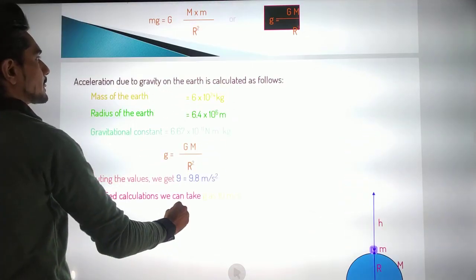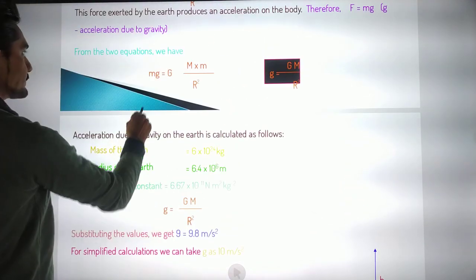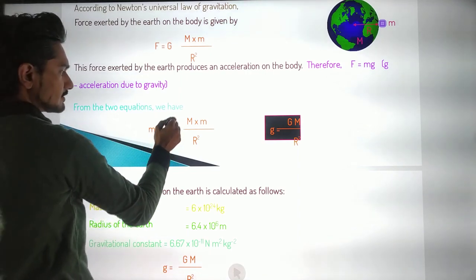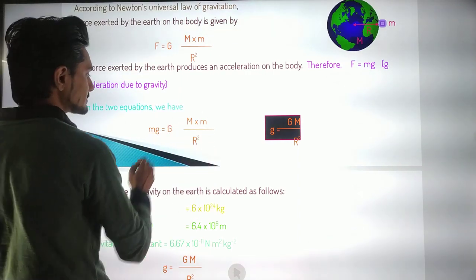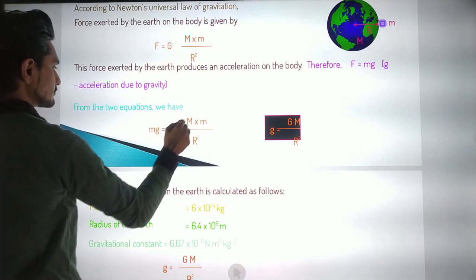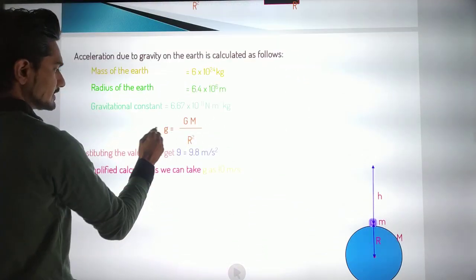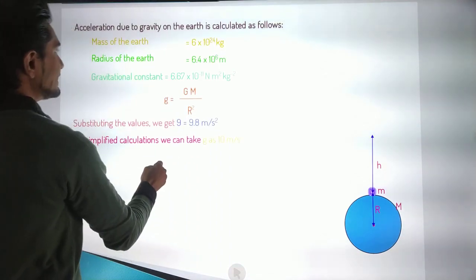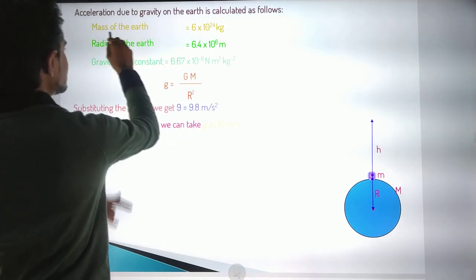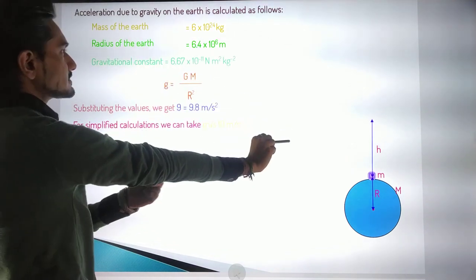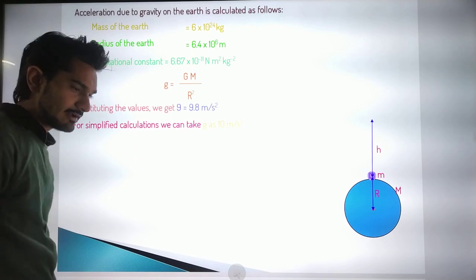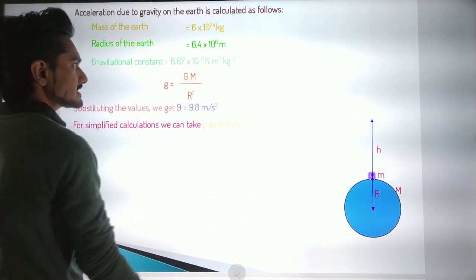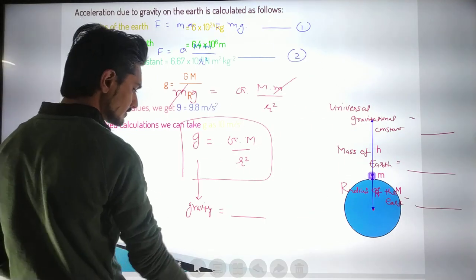See, from the two equations we have, mg is equal to capital G Mm upon r square. Small m is going to cut, so g is equal to GM upon r square. So here is the equation that we have already derived. Now we are going to put in all the values. The capital G, the gravitational constant, has a value of 6.67. Scientists have already proven the value of the universal gravitational constant, so we just have to memorize it and put in the value.